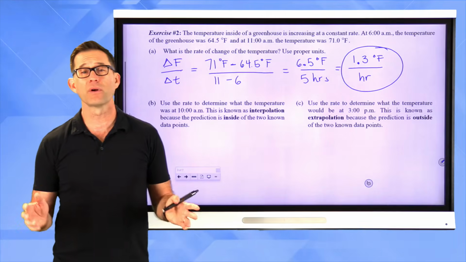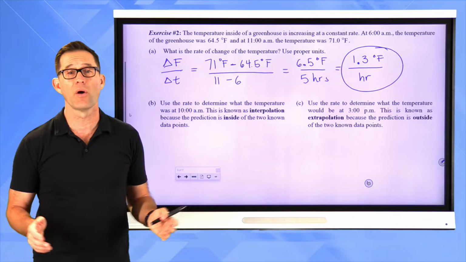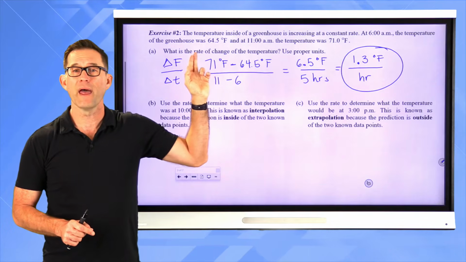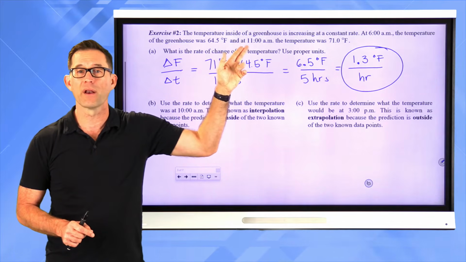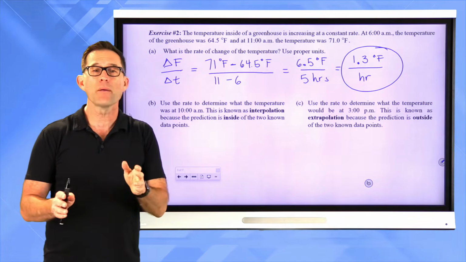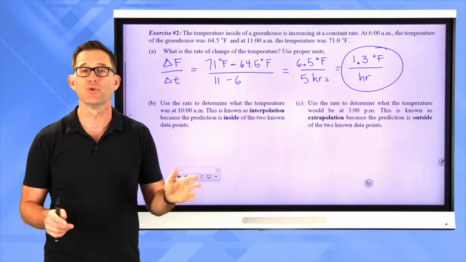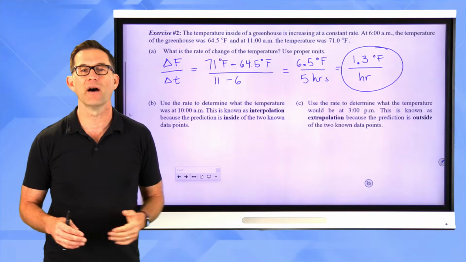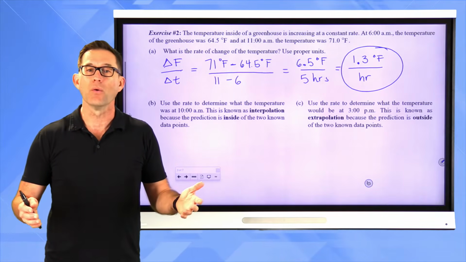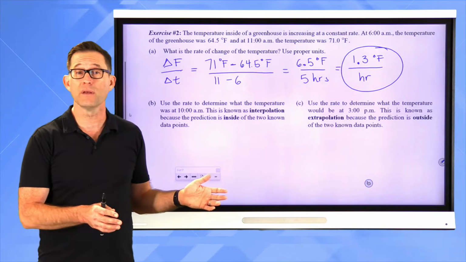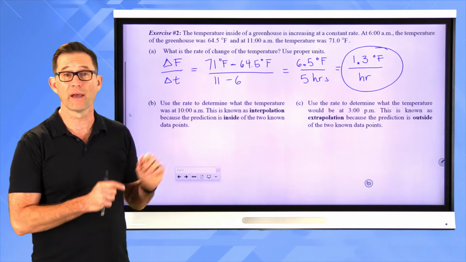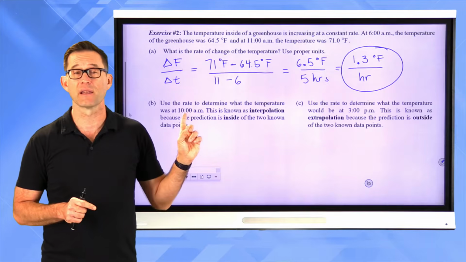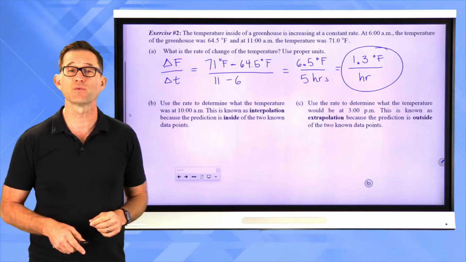All right, now this is an important idea that comes up in science all the time. When we know two sets of data, one at 6 o'clock a.m. and one at 11 o'clock a.m., and we want to make a prediction between those two, it's known as interpolation. It's like inside of the data. So we want to do exactly what we did in exercise number 1. We want to try to predict what the temperature is at 10 a.m. So let's do this one together.